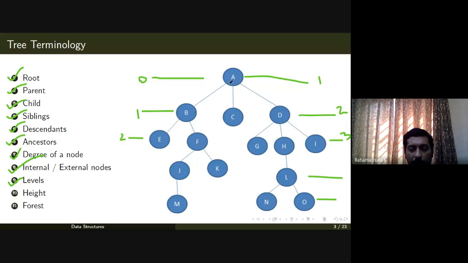So to reach this node, you need to pass through one edge. To reach this node, you need to pass through two edges. So the number of edges that you need to pass through to reach a particular node is called the height of the tree, or the height of a particular node. So the height of this tree is 0, 1, 2, 3, and 4, and there are 5 levels.